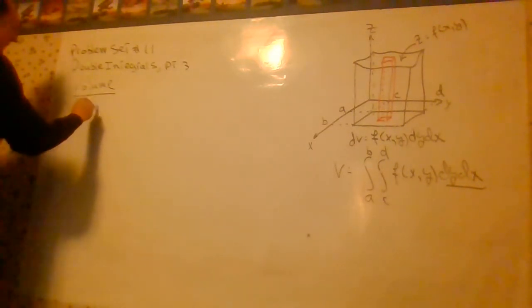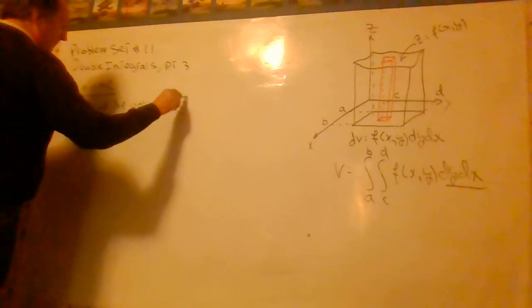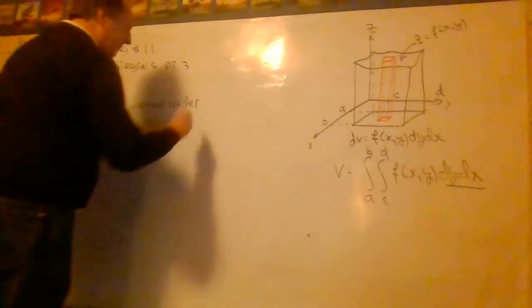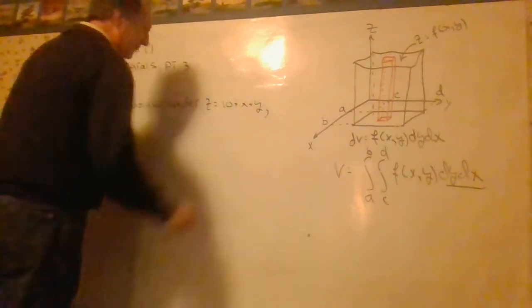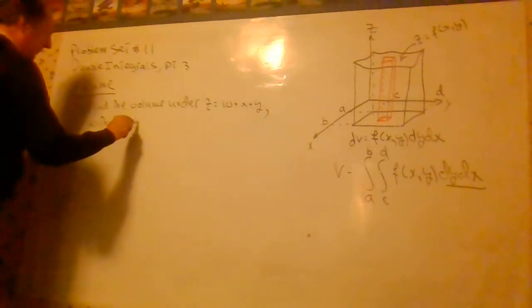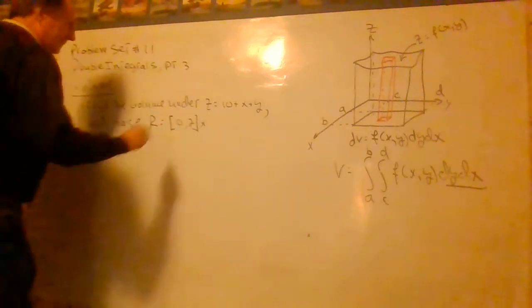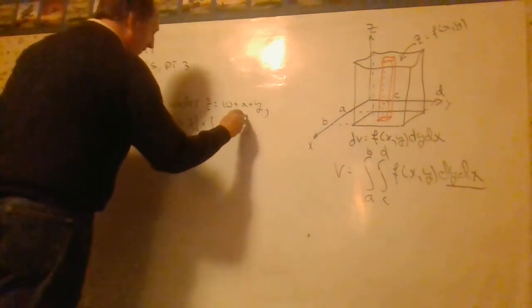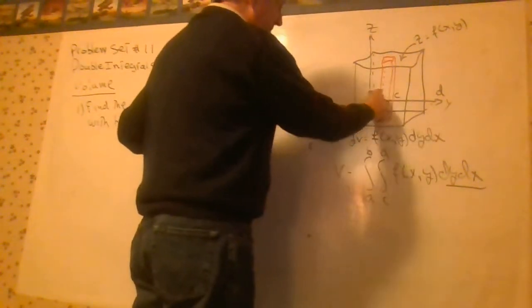So for instance, we stay pretty simple in this section. Find the volume under z equals 10 plus x plus y, and with base r equals 0 to 2 and 0 to 5. I could sketch this, but it would be a rectangle situated in the corner here.